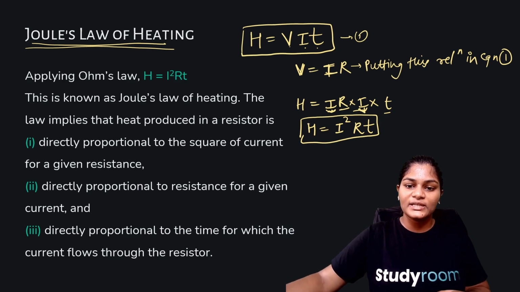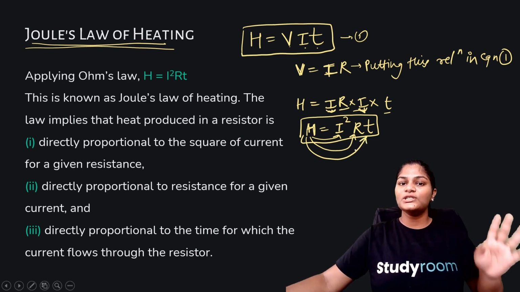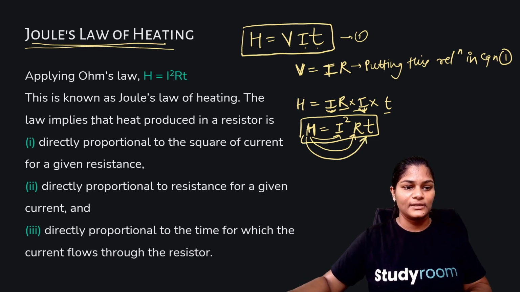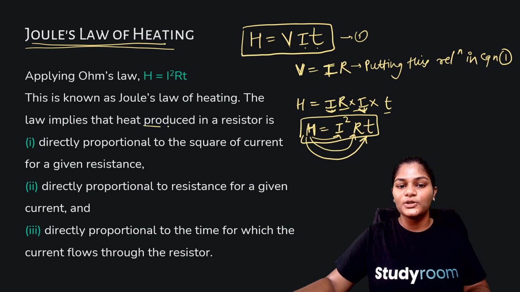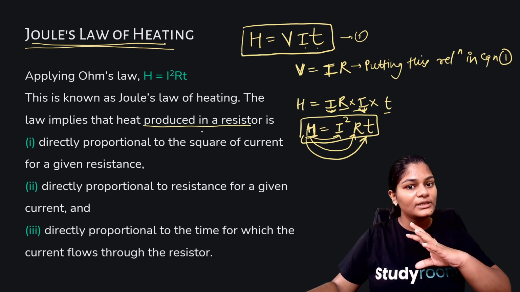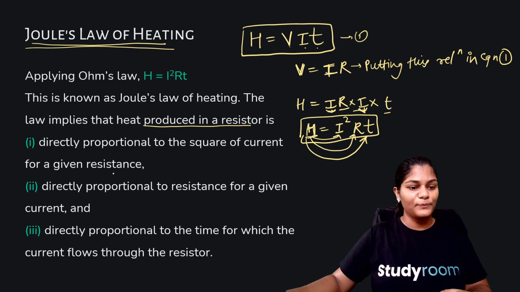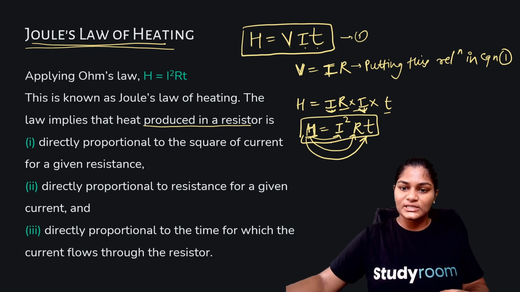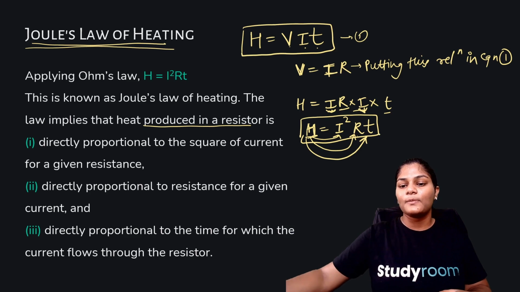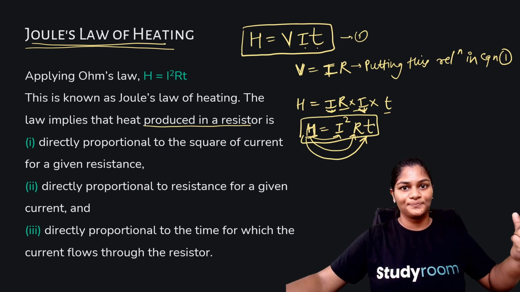So what can you see here? That this H is actually proportional to I square. This H is also proportional to R, and this H is also proportional to T. So that is all Joule's law of heating says. This law implies that the heat produced in a resistor, that is H, is directly proportional to the square of the current in the given resistor, directly proportional to resistance, and directly proportional to the time for which that current flows through that resistor.